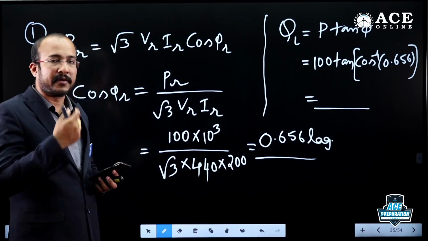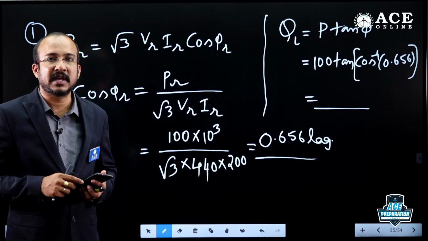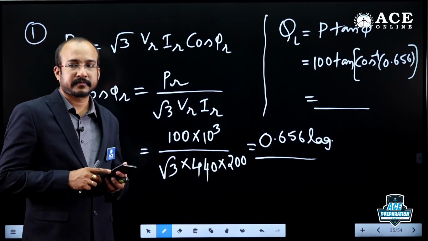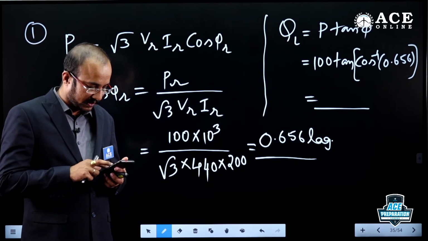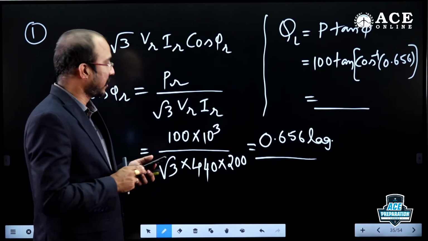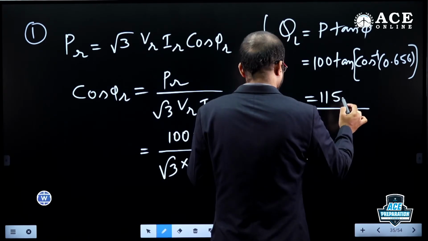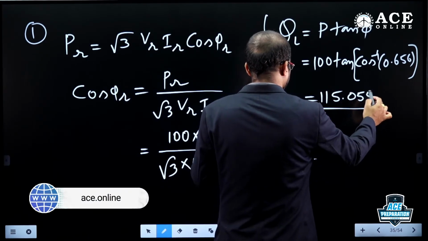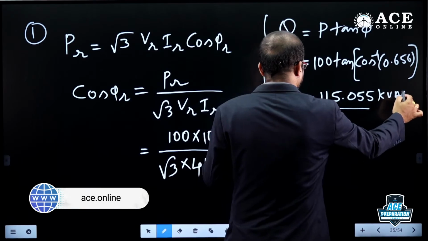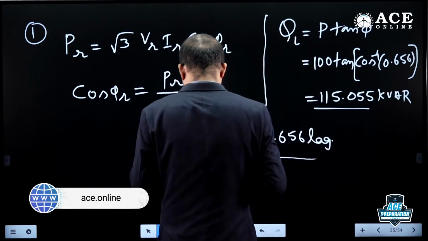The value of QL that you get. Try to calculate and post the answer. What is the value of QL that you get? 115.055 kVAR. Okay. So, this is the load reactive power.